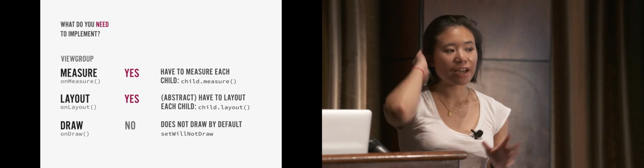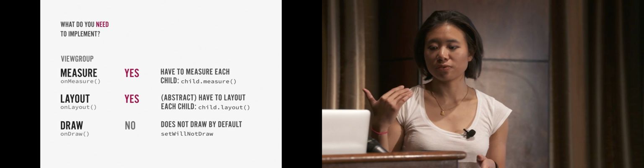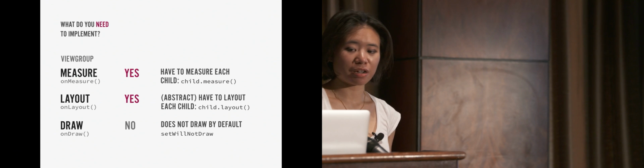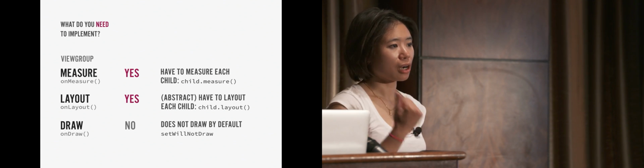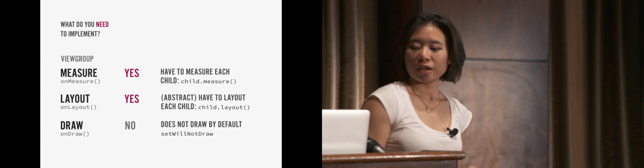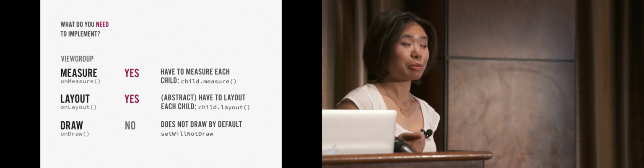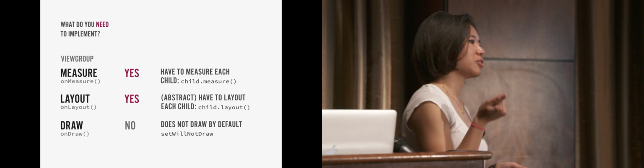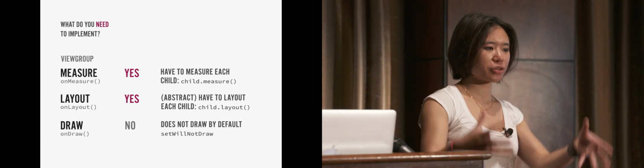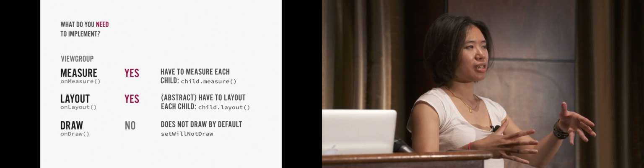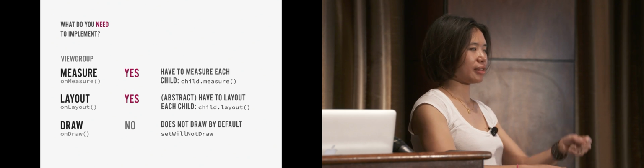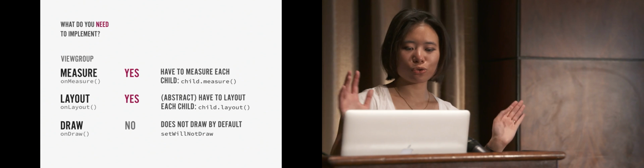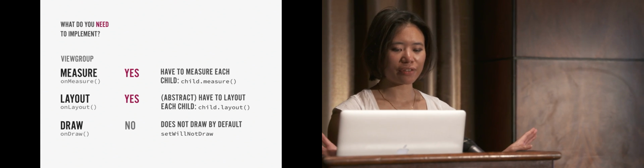So the methods that you have to implement to get your custom view group off the ground are a little bit different. You have to implement onMeasure, because you have to be able to call measure on each of your children. You have to implement layout, number one, because it's abstract, and two, because you do have to call layout on each child to get it positioned on the screen. If you don't call layout on the child, they become 0 width, 0 height, out in 0,0 land, so they disappear. And finally, you do not have to implement onDraw.